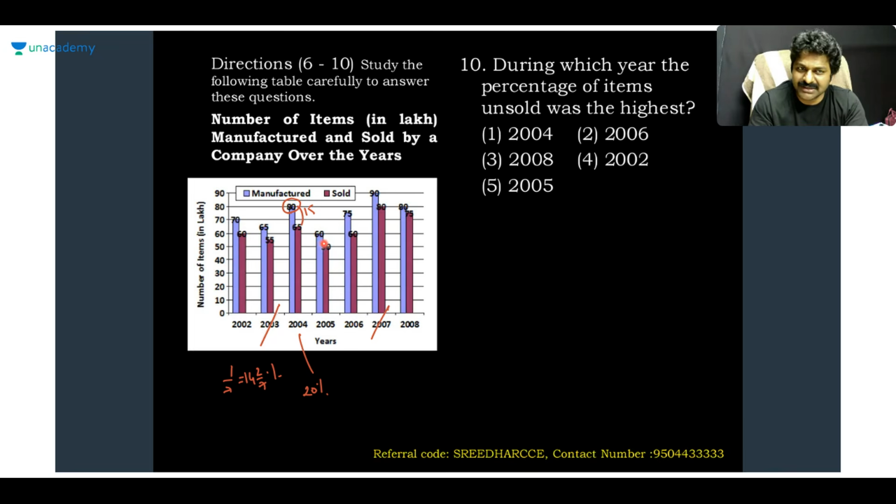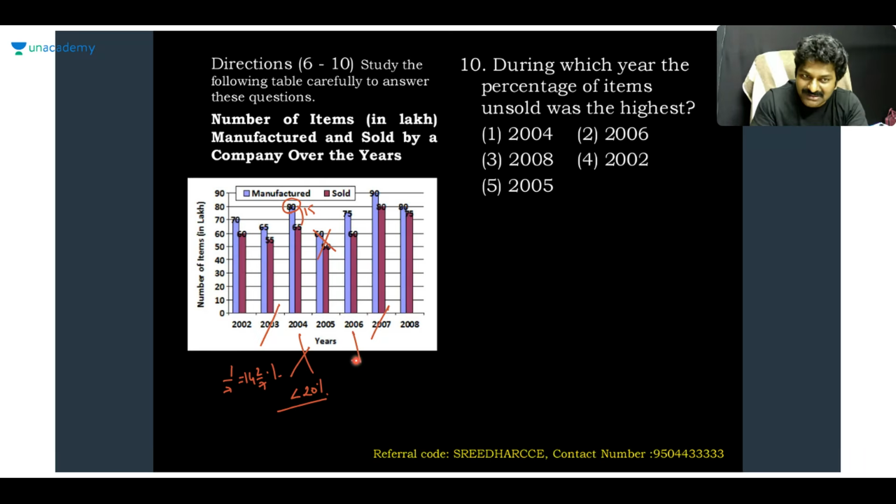20% of 60 is 12. 12 decrease is not there. How much decrease is here? 15. 10% of this number is 7.5. See, in 2004, the value is less than 20%, because 20% of 80 is 16. Its value has not decreased by 16. So 2004 cannot be your answer.